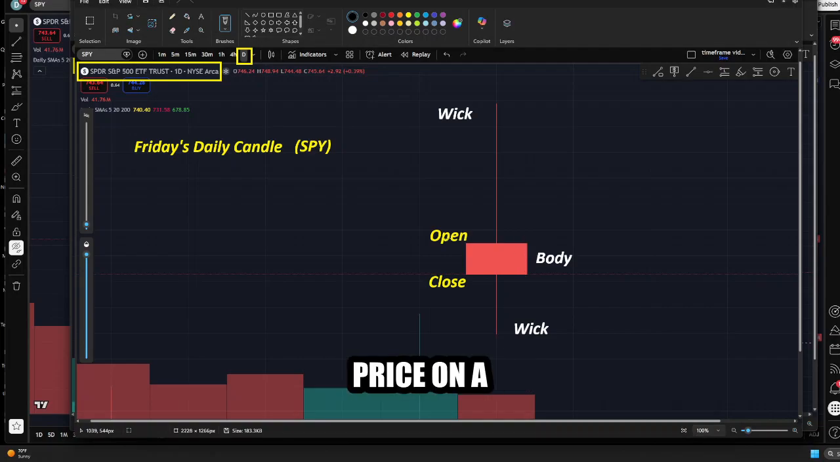The opening price on a red candle starts at the top and closed right here at the bottom of the body. Sometime during that day, price went up, price went down, so it left a wick on top and a wick below. This is the daily candle. Now we want to ask, what happened? Who was in control, the buyers or the sellers?